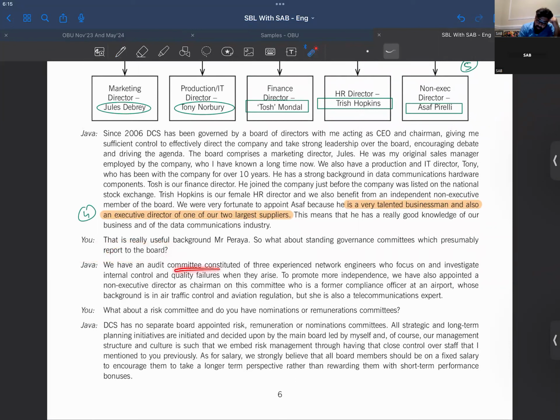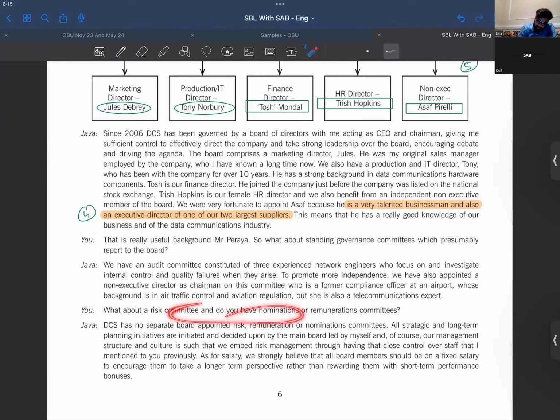We have an audit committee constituted of 3 experienced network engineers who focus and investigate on quality. To promote more independence, we have also appointed an NED as chairman on this committee, who's a former compliance officer at an airport, whose background is air traffic and aviation, but she is a telecommunication expert, right? So the audit committee seems fine. We could also say that Mr. Asaf should also be an NED, but that's also good.